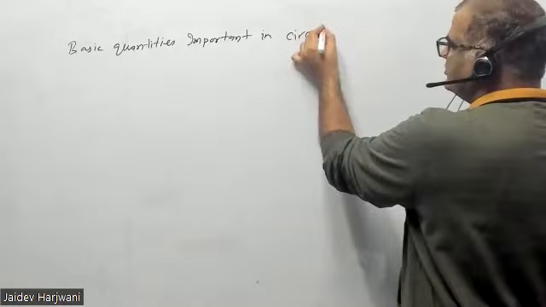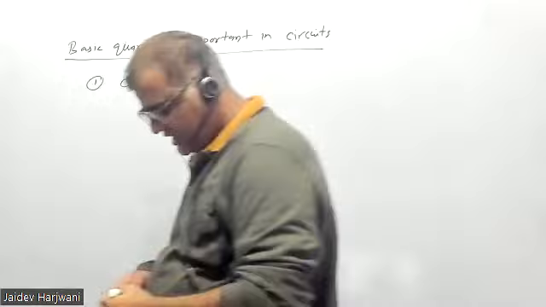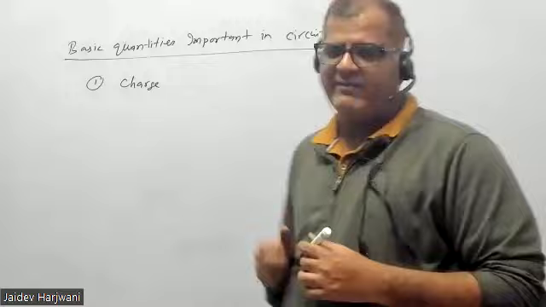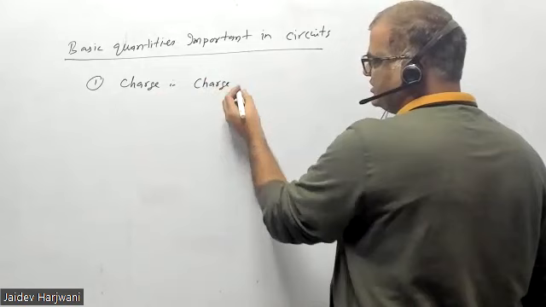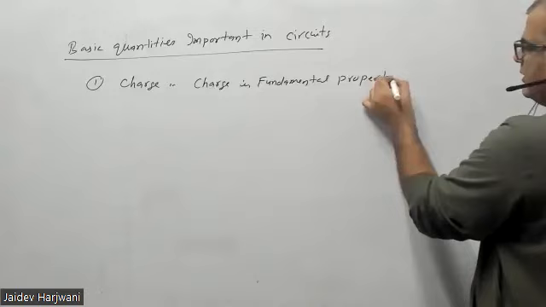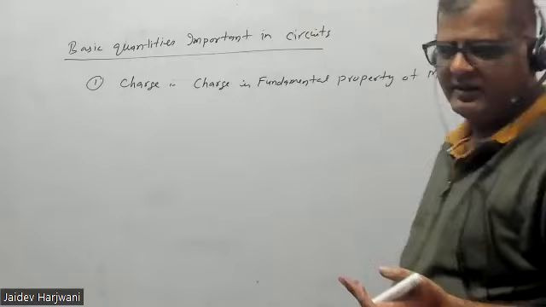So these basic quantities are, number one, charge. Tell me, what is charge? Charge is the fundamental electrical property of material. Every material has a charge. Charge is a fundamental property of matter. Every material is made of matter, is made of atoms, and atoms necessarily contain charge, electrons and protons. So charge is the fundamental property of matter.